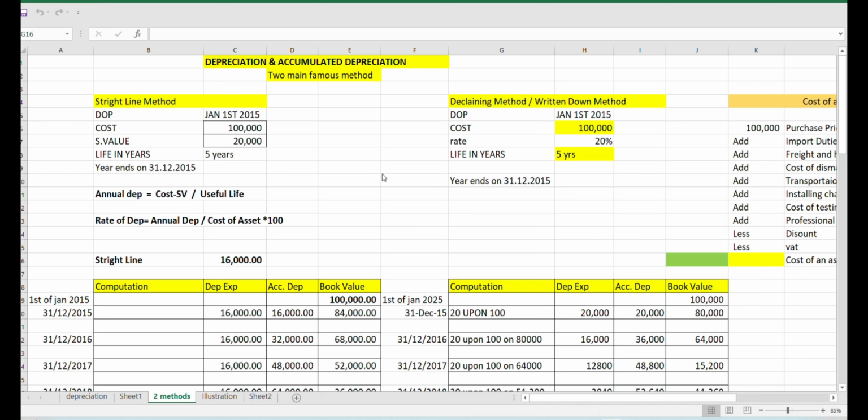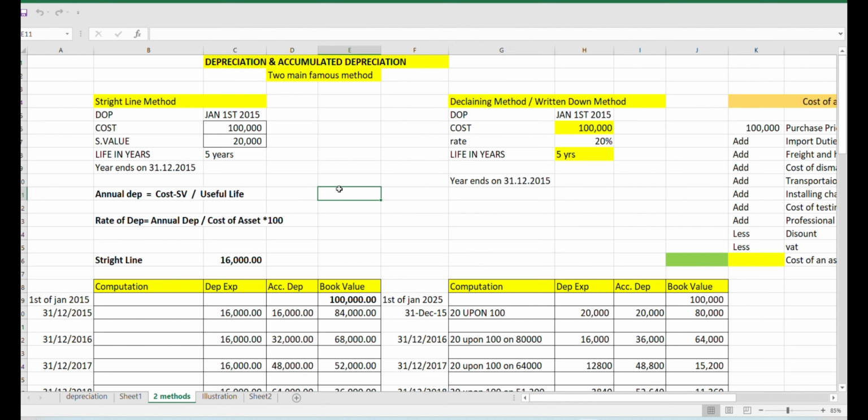Let's understand the two methods for calculating depreciation. One is the straight line method, and the second one is the declining method. For calculating the depreciation, what are the elements you need? You need to know the cost of the machinery, the salvage value, and the life in years. And if there is no salvage value, you can calculate the depreciation using the rate of interest. So what is the formula for calculating the depreciation?